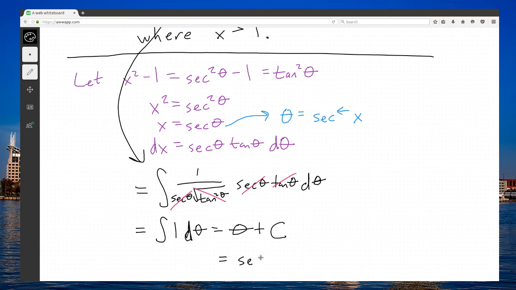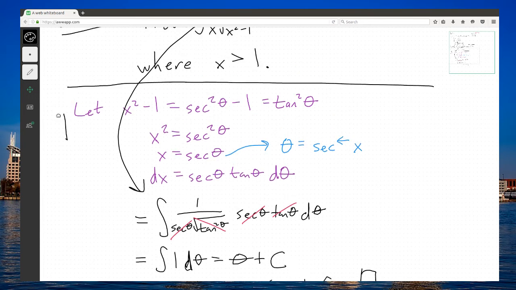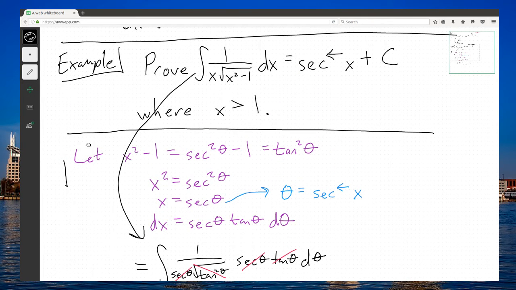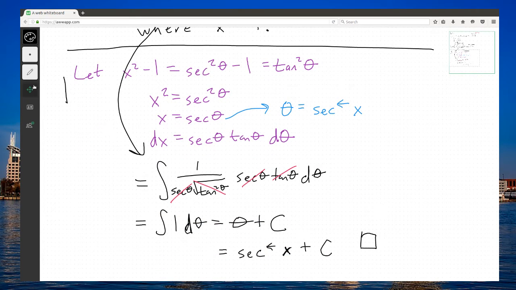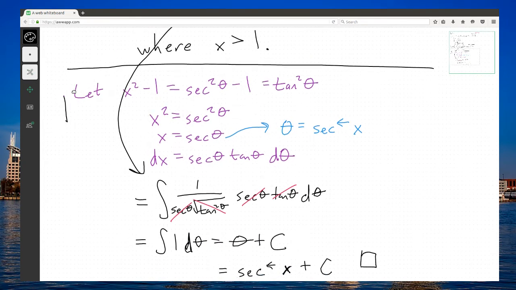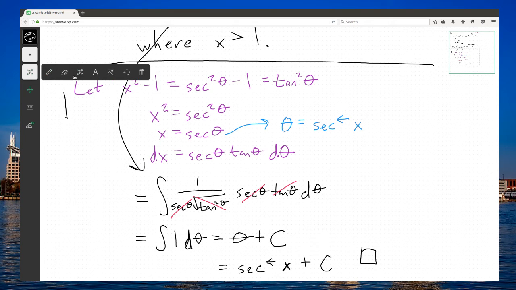Theta is the inverse of secant, which we can write with a backwards arrow, or some people use arcsecant, or some people use a -1 exponent, although it's not actually an exponent, which is why I like the backwards arrow. In any case, that gets us secant inverse of x plus c, and that is what we were asked to prove. As we see up here, we were asked to show secant inverse x plus c. So that'll take care of that. We'll do one more problem.